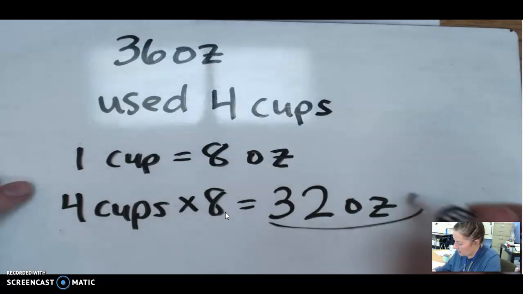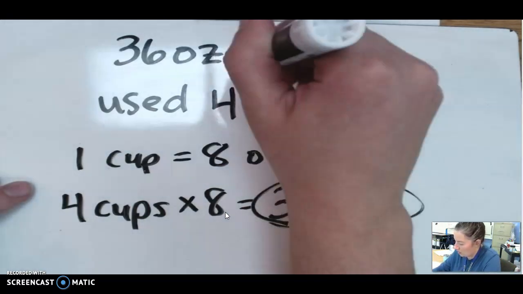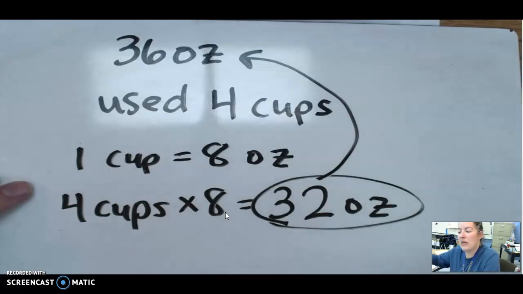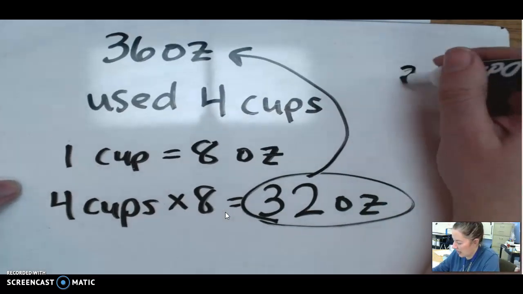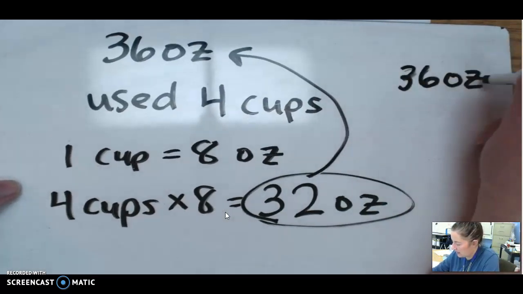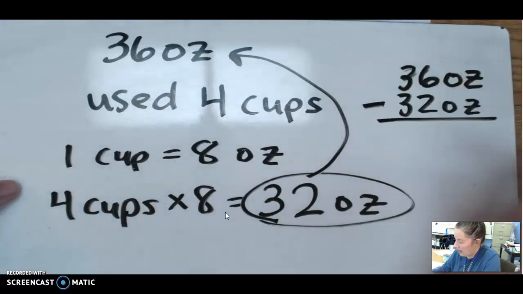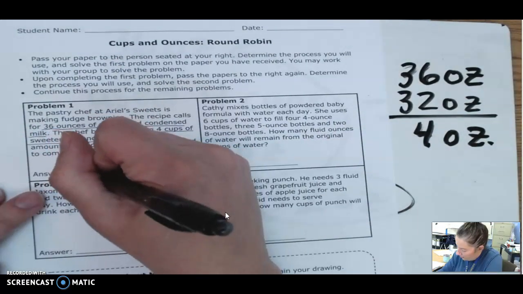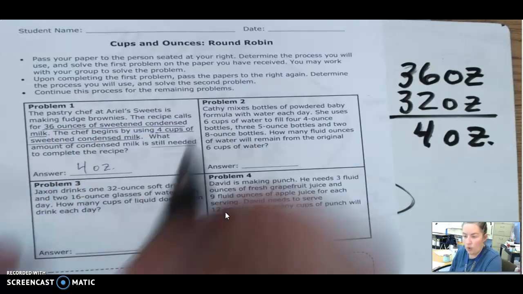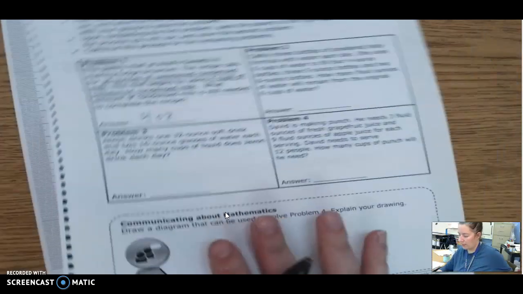Well, I've already used 32. I need a total of 36. How many more? We subtract to do that, right? 36 ounces minus 32 ounces. I should get 4 more ounces. So the chef should need 4 more ounces in order to do that recipe. All right, let's try another one. Problem 2.